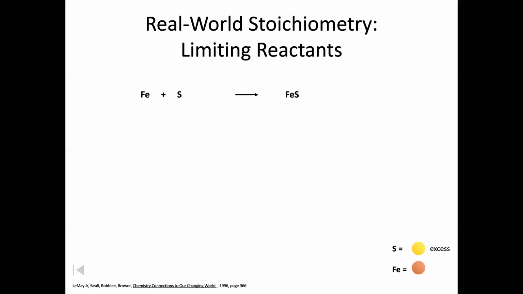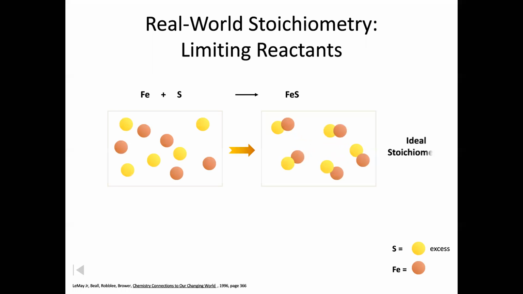Now, real world limiting reactants: iron and sulfur go together. They make iron sulfide, which is what you would say out loud, but in real life, we call that fool's gold. I'm interested in making fool's gold so I can sell it to some fools at the gem show.